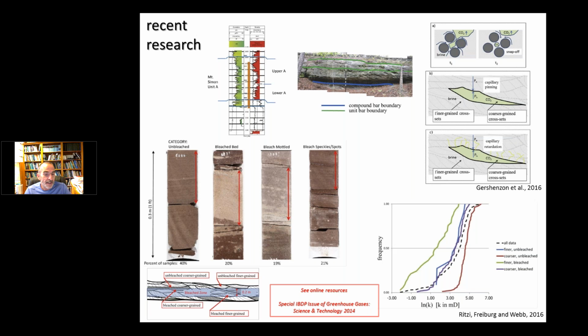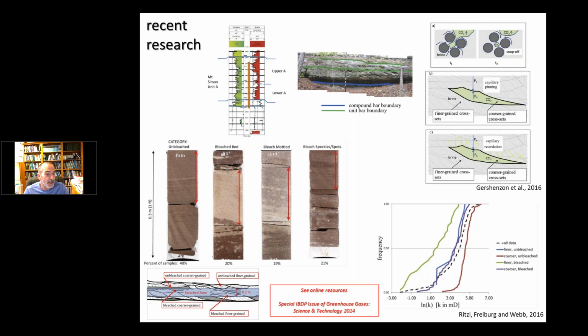Some recent research, again, that we put the links on the website for you to look at, is some work led by Bob Ritzy and colleagues at Wright State that has begun to look at the relationship between, for instance, grain size and bleach zones. These bleach zones are relatively poor in diagenetic clay, iron reduction sites that tend to be more quartz cemented and can act as barriers and baffles.